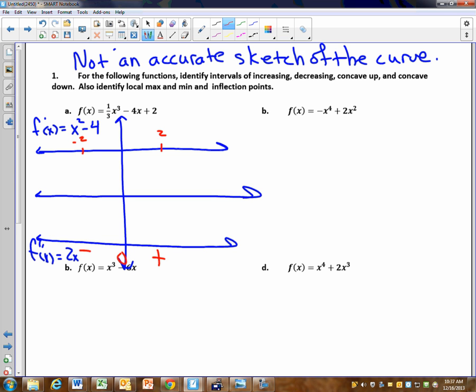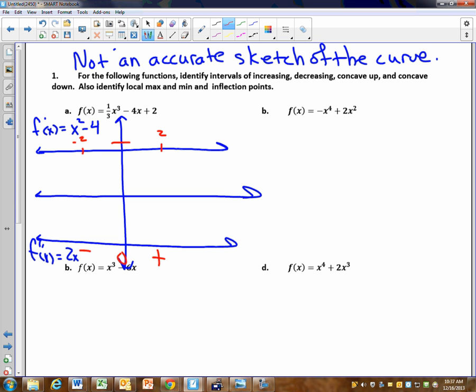What's a point between negative 2 and positive 2 you can plug in? Let's plug it in. 0 squared minus 4 is negative 4. So the value is negative between here. What does that tell us about the function? It's decreasing. Very good.